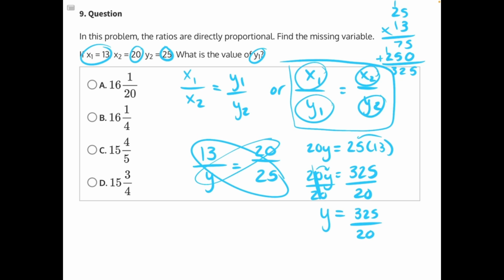To simplify this fraction so that it matches our mixed fraction answer choices, let's first figure out how many times 20 can go into 325. And to do this, let's estimate, because we know we're going to get a fraction at the end of the day, so let's go into 320, because that'll likely come out even. 20 goes into 32 one time.